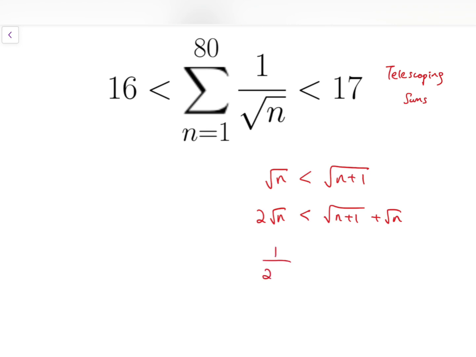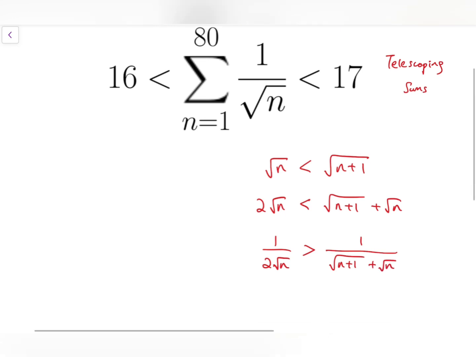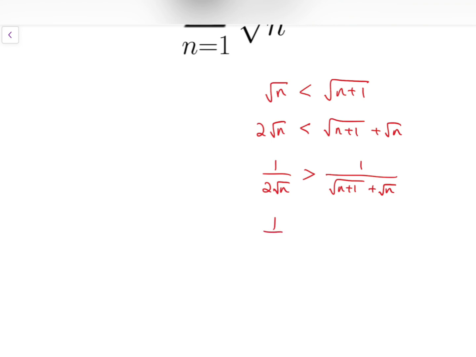which gives 1 over 2 times square root of n. It's larger, not smaller, but larger, because we have taken reciprocals. 1 over square root of n plus 1 plus root n. Now, on one hand, I can move the 2 at the left to the right, so then the right hand side becomes 2 over square root of n plus 1 plus root n.